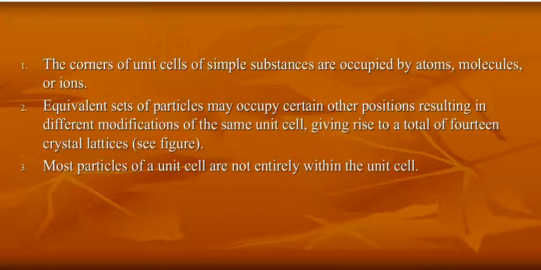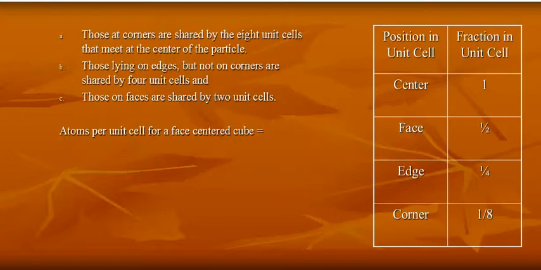Most particles of the unit cell are not entirely within the cell itself. Some particles are at the corners, and those are shared by 8 unit cells. If they're at the corners, we're going to multiply by 1/8. Those particles that are lying on the edges are shared by 4 unit cells, so we're going to multiply those by 1/4. And particles on the faces are shared by 2 unit cells, so we multiply by 1/2.